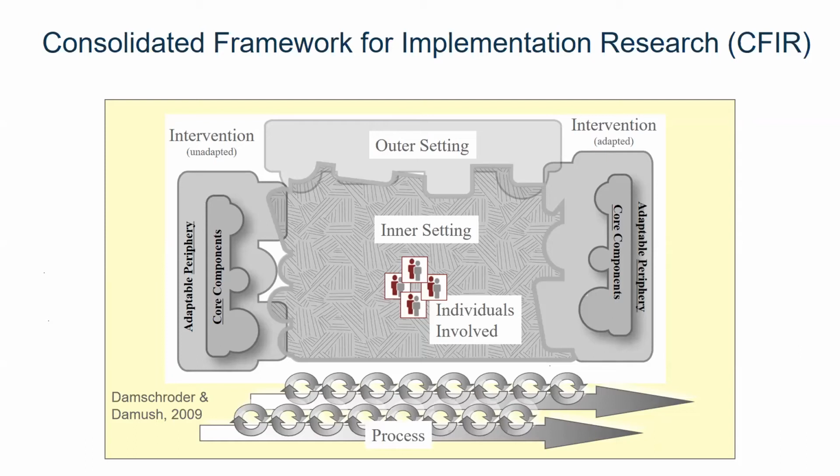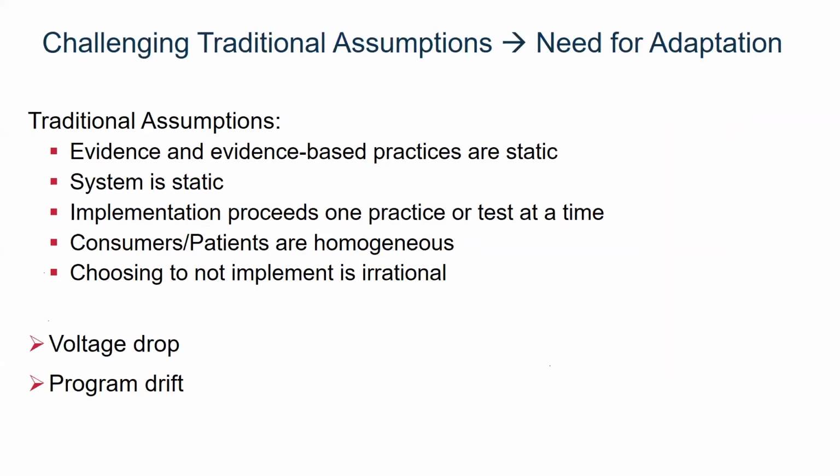Just a quick word on the next slide about adaptation, which Linda had asked me to add. In implementation science, we really challenge traditional assumptions that evidence and evidence-based practices are static, that systems are static, that implementation proceeds one practice or test at a time, that our consumers and patients and populations and settings are homogeneous, and that choosing not to implement is irrational. We could have a whole conversation on this, but basically the punchline is these are all wrong, and there's clearly a need for adaptation we've observed. On voltage drop and program drift, essentially we've observed that when you go from an efficacy trial to an implementation trial, there has been this voltage drop in terms of how effective that intervention ends up being when you're actually implementing it in practice.